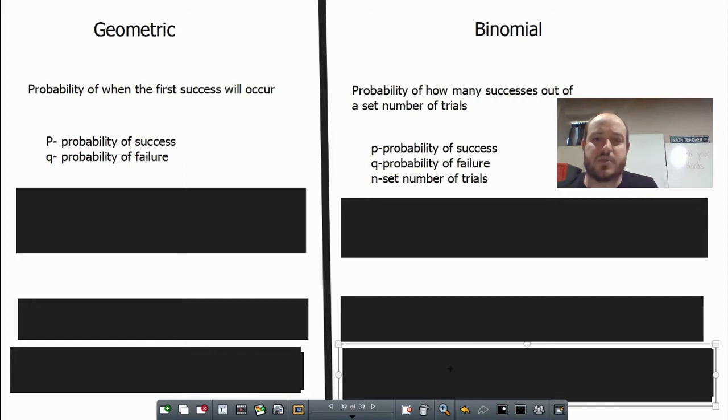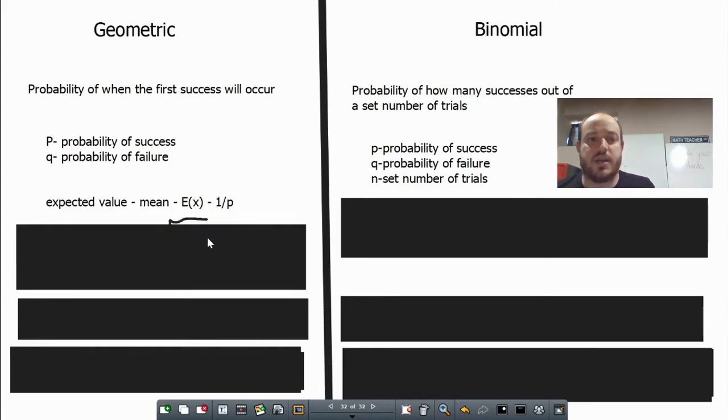Binomial is actually almost the same. It still has the P and Q, but the only new one is it also has an N for your set number of trials, which should be self-explanatory since in geometric, you just keep going until your first success. In binomial, you go until you hit the set number of trials.